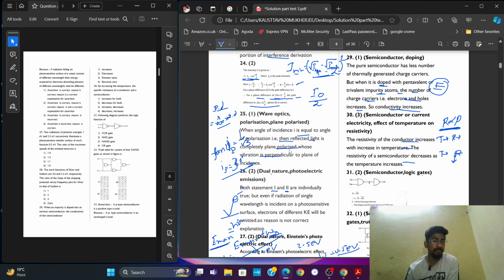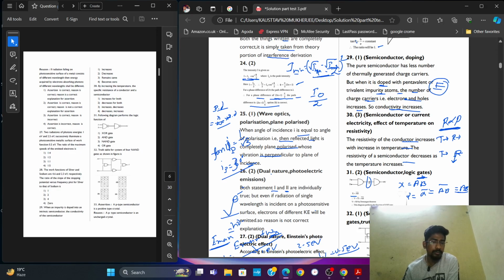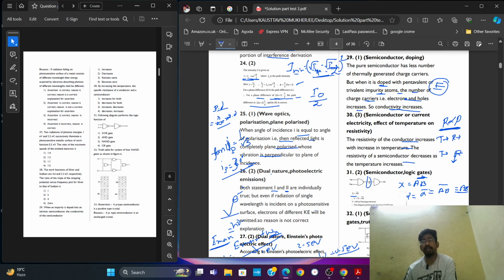The following diagram performs a logic function. Okay, two gates are given. The output here is x equals bar of AB, right? And y equals x bar, that is AB bar bar, which equals AB, right? So therefore, the diagram is an AND gate. X equals AB, multiplication of.